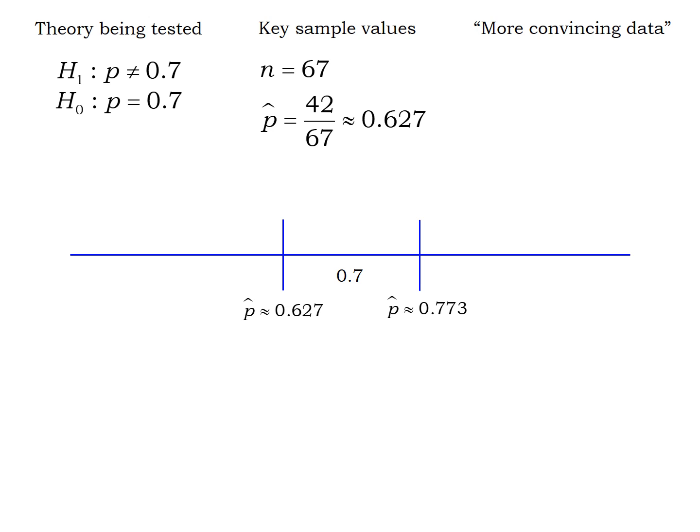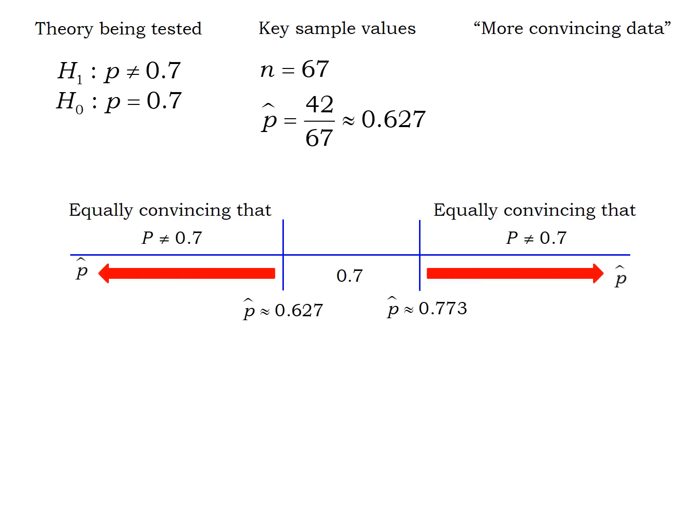Okay? So if I'm trying to be convinced that p is not 0.7, getting values for p hat, and the 0.627 is the one we actually have, or getting values for p hat that are farther away from 0.7, either way would be equally convincing to me that 0.7 is the wrong proportion for the population. So here we have two cases to worry about. Right? So more convincing data is simply a p hat that's farther away from 0.7 than the p hat we currently have, 0.627. So let's track this down on a case-by-case basis.